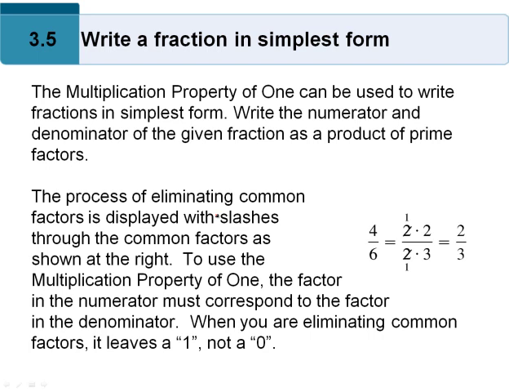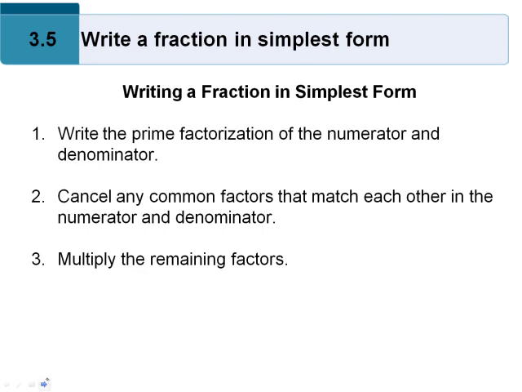But the thing that's important to realize here is that you have to divide or cancel the top and bottom by the same factor. Very important. Okay, so here's the directions. Now these directions are, I would say, for really large fractions that you can't figure out what the common factor is. One way that you can always fall back is to fall back on these directions. To write the prime factorization of the numerator and denominator, then cancel any common factors that match in the numerator and denominator, and multiply what's left.